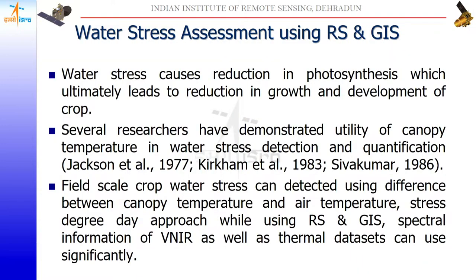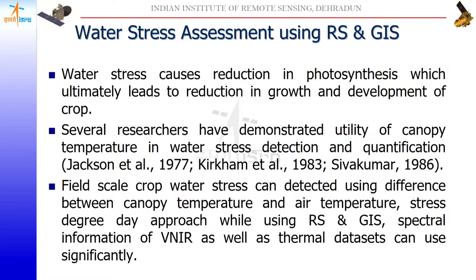Then the next topic is water stress assessment using remote sensing and GIS. Water stress causes a significant reduction in quality and in final growth and development of the crop, because it ultimately reduces the photosynthesis rate. Numerous researchers have demonstrated the utility of ground observations, in terms of canopy temperature, in water stress detection and quantification.